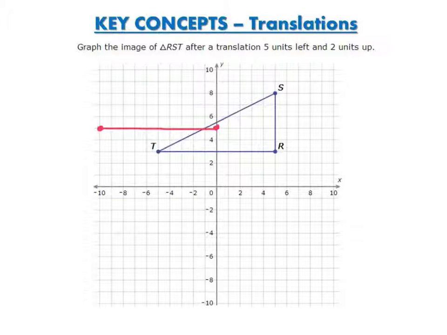And S prime would be up 1, 2, 3, 4, 5. So that S prime would go there. And then I would connect those points. And you're going to actually be graphing these on your iPads. So that's how you're going to be doing those translations. So your first assignment is all about graphing after you're translating left or right, up or down.